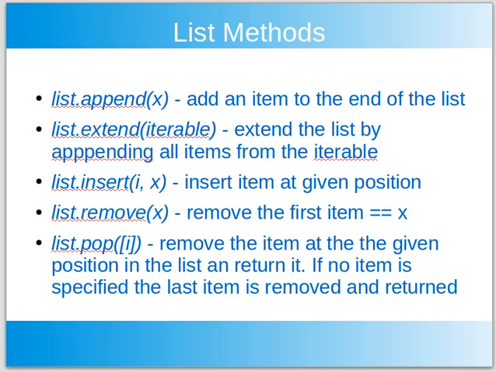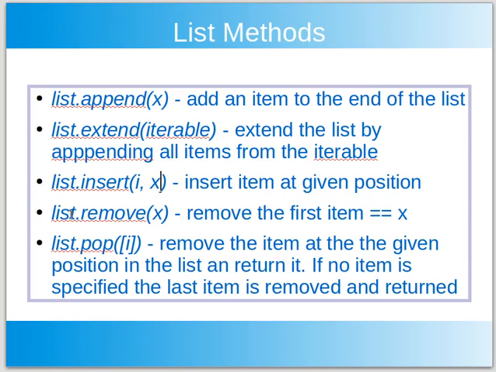List methods. List.append x, add an item to the end of the list. List.extend takes an iterable, extend the list by appending all items from the iterable. List.insert i, x, insert the item at the given position. So this would be the index, and this would be what you're inserting.